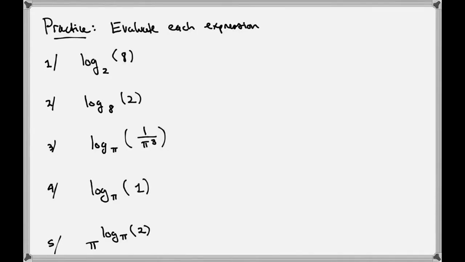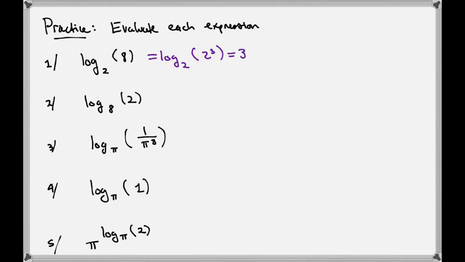Okay, are you ready? Let's do number 1. So the base is 2, and I'm taking the log of 8. 8 is a nice power of 2. So 8 is in fact 2 cubed. Because the base is 2, I can now read off the value of the logarithm by looking at the exponent. This is equal to 3.